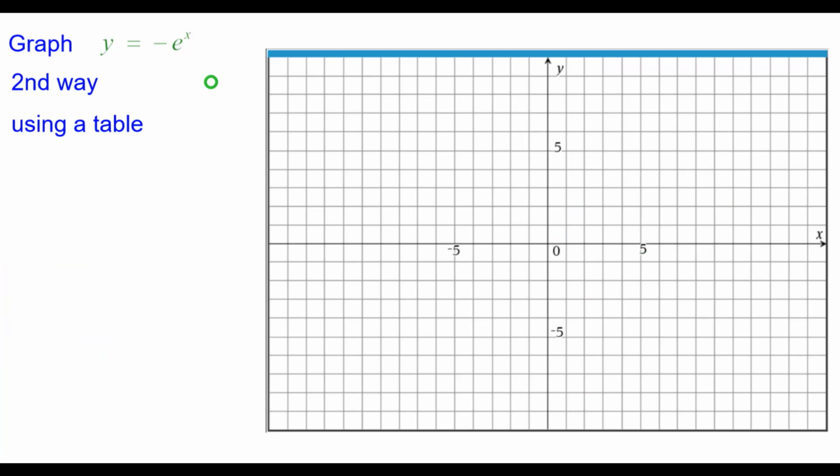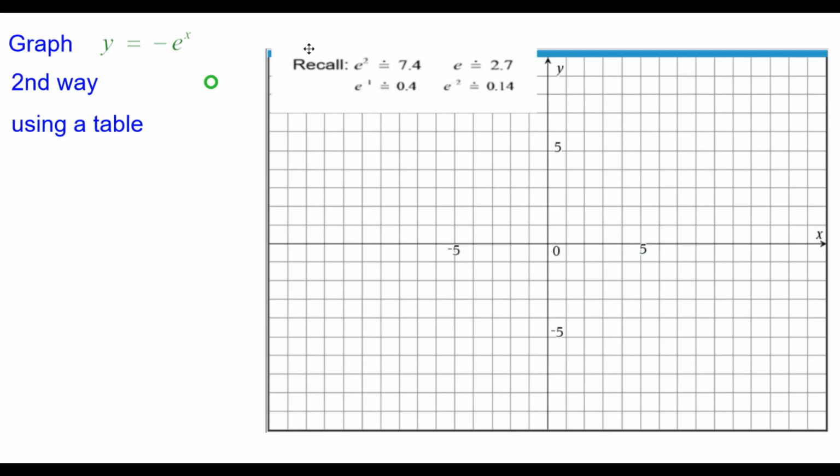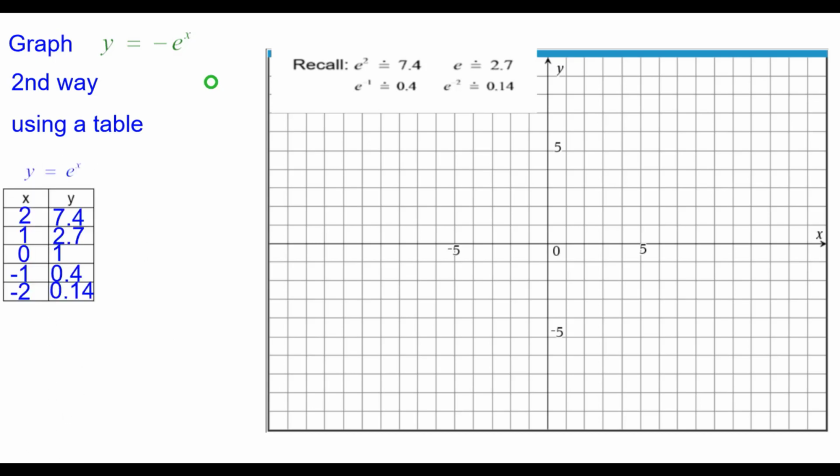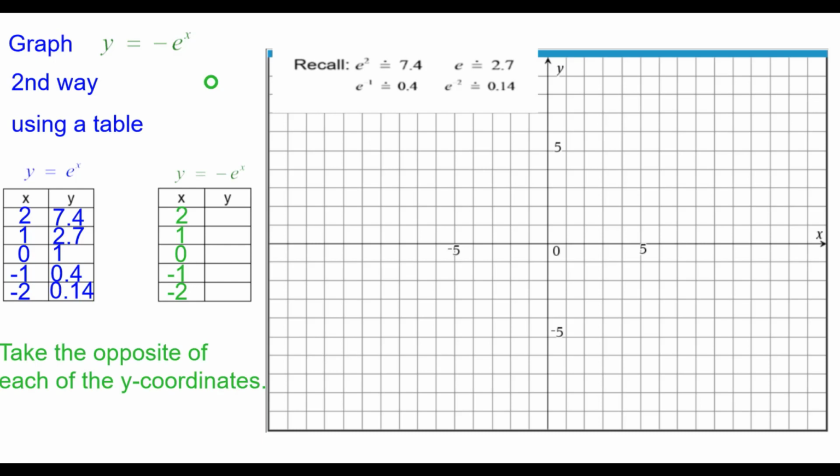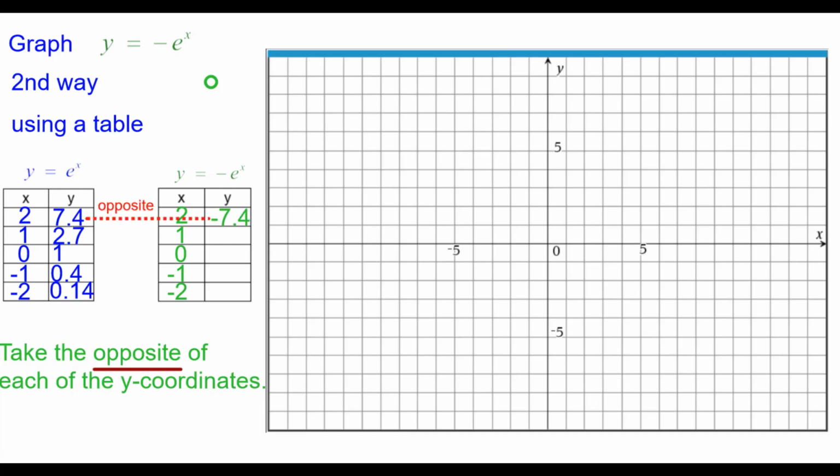Second way, using a table. Again, here are the values we're supposed to know, the powers of e. We put those in the table. So we're going to keep the x-coordinates the same, but take the opposite of each of the y-coordinates. So 2, negative 7.4 is our first point. 1, negative 2.7 is going to be our second. So go ahead and finish the table, plot the points, and press resume and continue when you're ready.